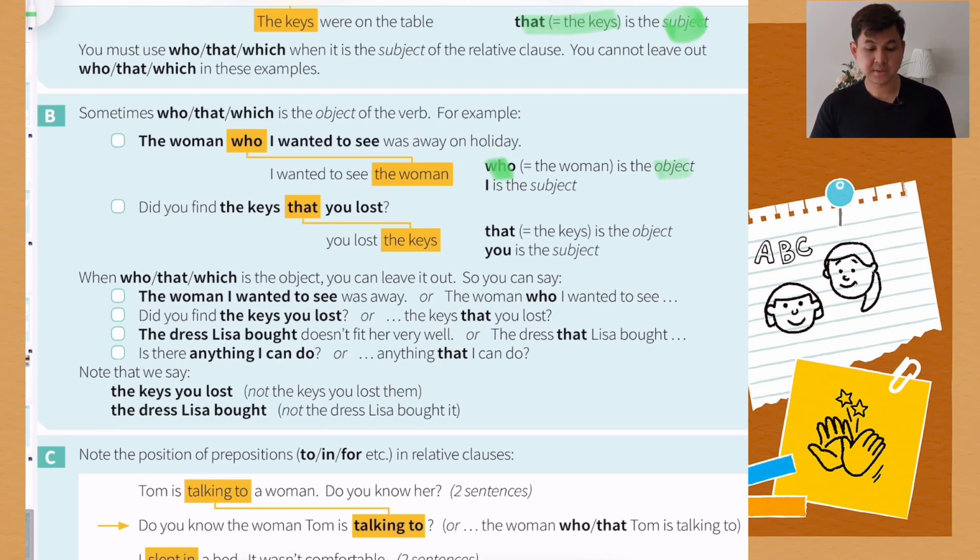Did you find the keys that you lost? You lost the keys. What does it mean? That means the keys is the object and you is the subject. So it's different from section A, right? When who, that, which is the object, you can leave it out. It's different from the subject. Before we said that if we use who, that, which when it is the subject, we cannot leave them out. But when who, that, which is the object, you can leave it out.